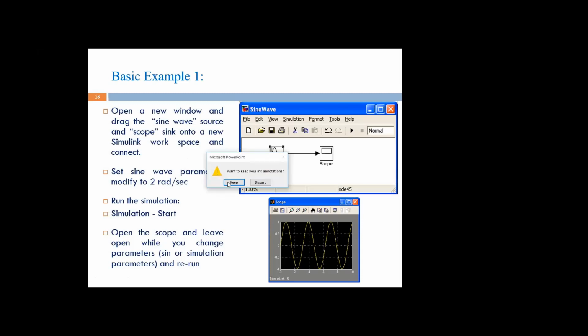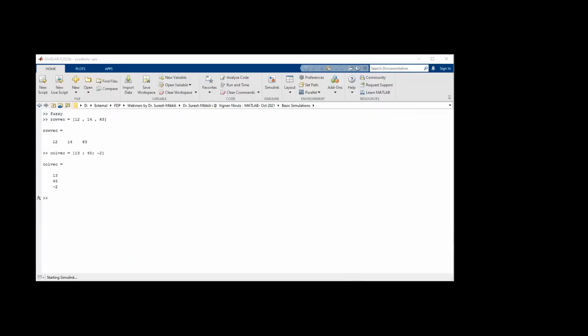So without delay, I will take you to MATLAB. There are two ways you can open Simulink. One is clicking on the Simulink button here, or directly in the command window, if you type simulink, the Simulink window will open automatically. This is called the GUI block model, the graphical user interface model. An untitled model is open, along with the Simulink library.